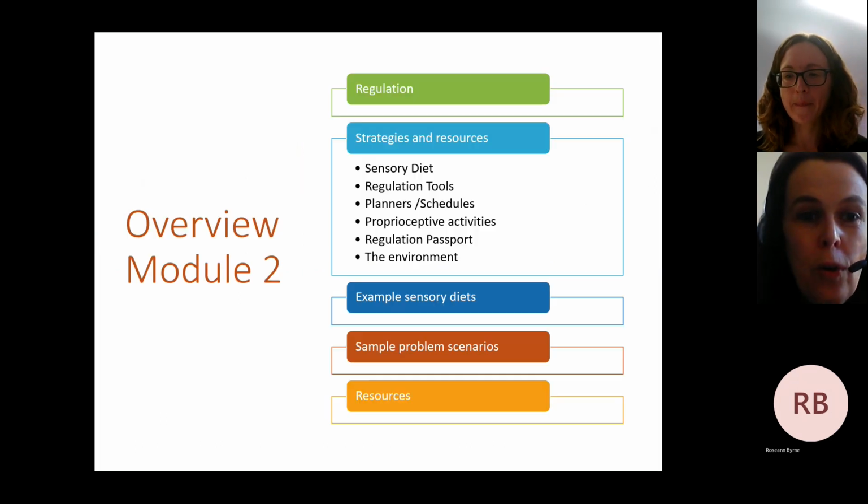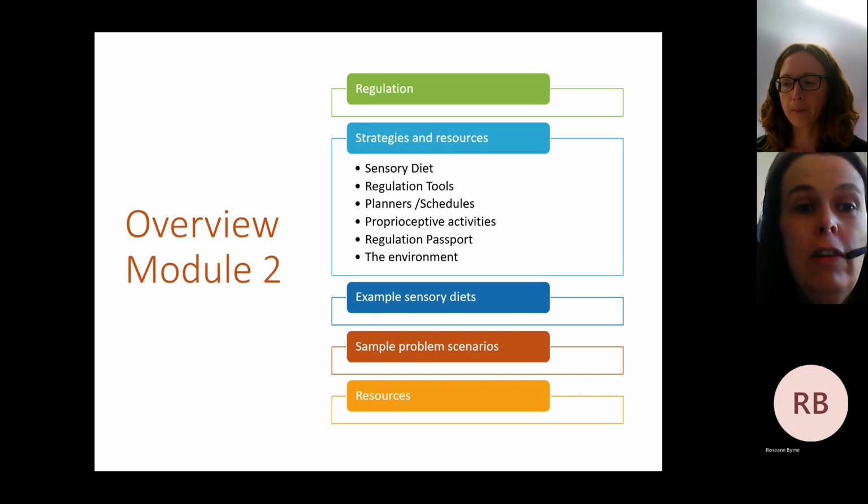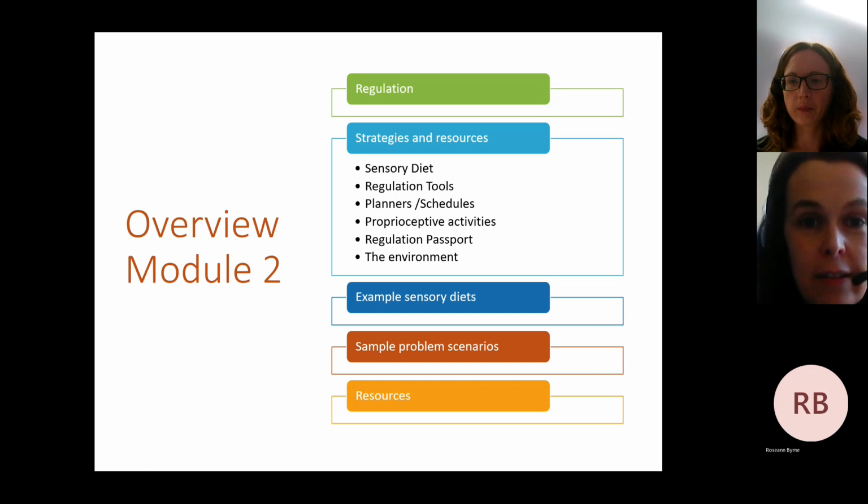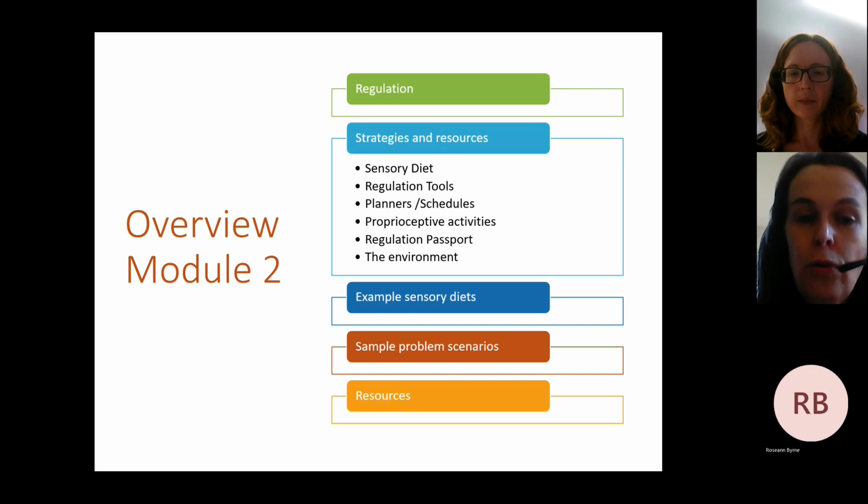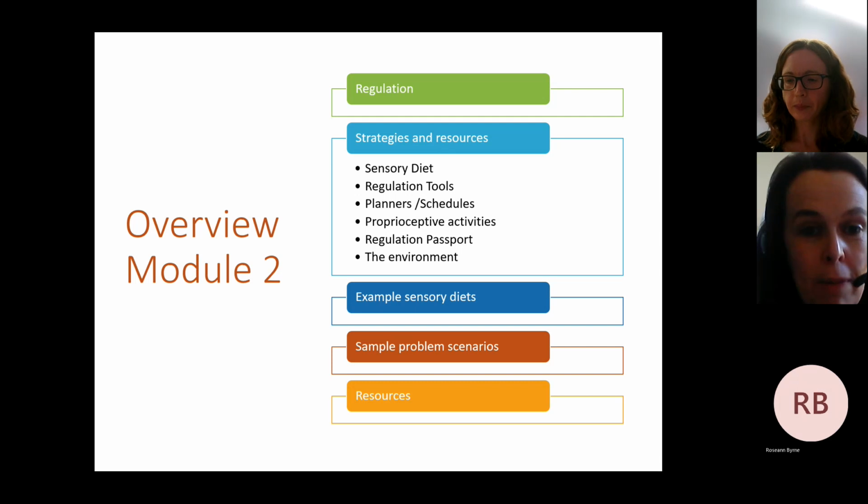So we'll do a quick overview of what's ahead of us. We're going to speak briefly about regulation, and then we're going to talk through strategies and resources that you can use at home and in school and in the community for your child. Things like a sensory diet, some regulation tools, the use of planners and scheduling, proprioceptive activities. We're big fans of proprioceptive activities, a regulation passport, and the environment. We'll talk through some examples of a sensory diet and we'll go through one or two problem scenarios, and then we'll give you some signposting towards some useful resources that you may find handy for your family situation.